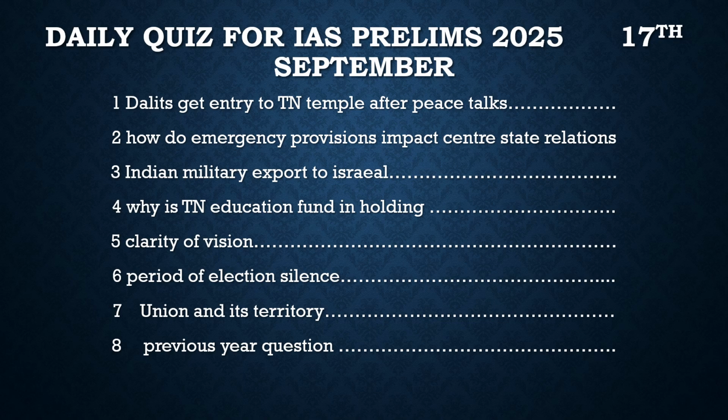Then another article which was in the news is related to Indian military exports to Israel. A few petitioners went to the Supreme Court and wanted the Supreme Court to stay those government companies which are exporting military equipment to Israel. Why did they go to the Supreme Court? Because we have seen recently there has been a war between Israel and Gaza, between Israel and Palestine, and it is believed that Israel is violating human rights there, that Israel is committing genocide there.